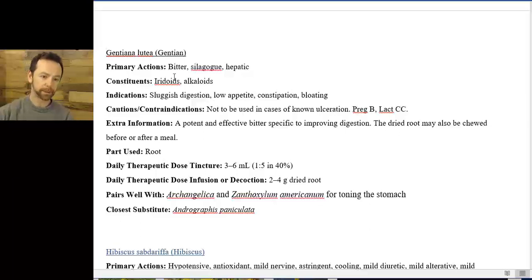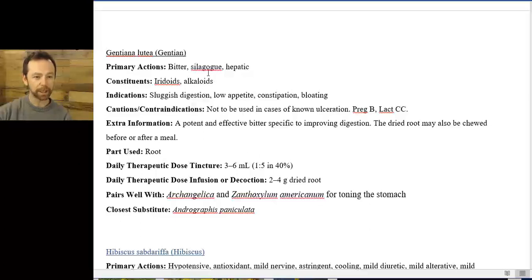Iridoids, that's a little different class of action, and alkaloids. So this herb is fairly strong. This isn't one you want to necessarily eat. This isn't one that you would take a bite of and be like, oh yeah, let me have some more of that. You would know pretty quickly, that's a herb I don't want to mess with too much.